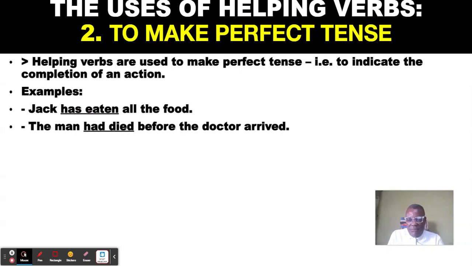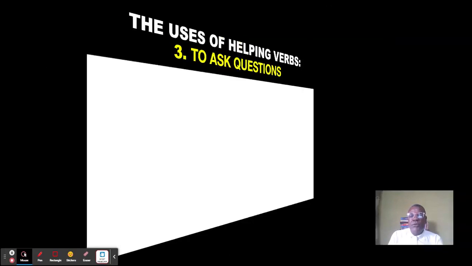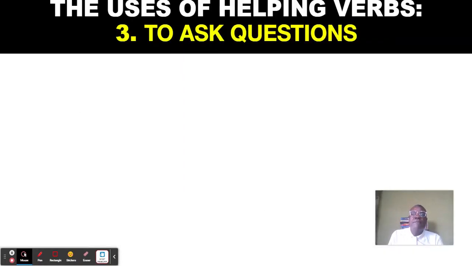The man had died before the doctor arrived. The event had already taken place. The death had occurred, done and dusted before the doctor arrived. The guests have gone home. Okay, so these are ways of using the helping verb to make perfect tense.